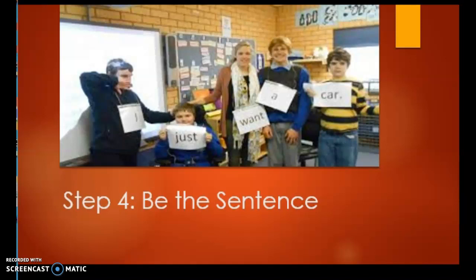And each student would get a piece of paper, and you could put them all out of order, and you would say, okay, students, today the sentence that we're working on, just like in this picture, says, I just want a car. So then you would have the students get into order to make the sentence make sense. So they're literally being the sentence.